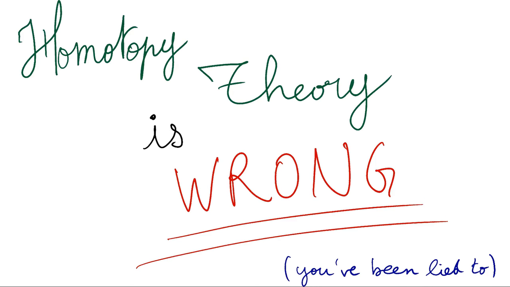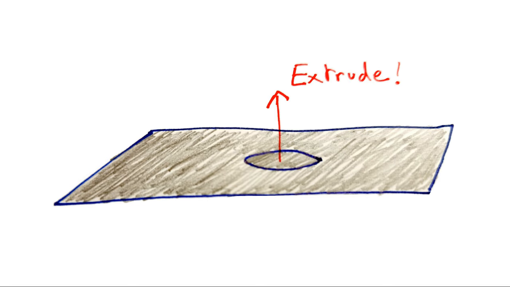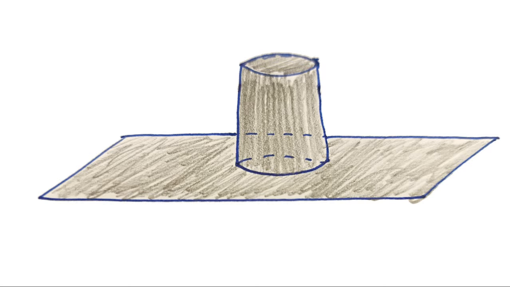Hi everyone, today we'll talk about how homotopy theory is wrong. Let's start with a simple plane and pick a disk on that plane. Now just extrude that disk into a cylinder, so you obtain that shape. Here, the cylinder is empty inside and there's no disk below anymore, just a hole.